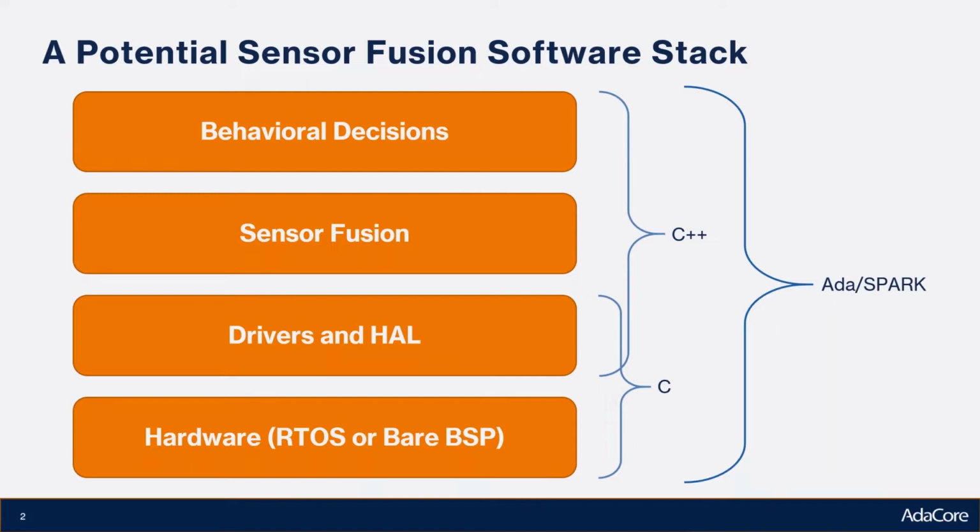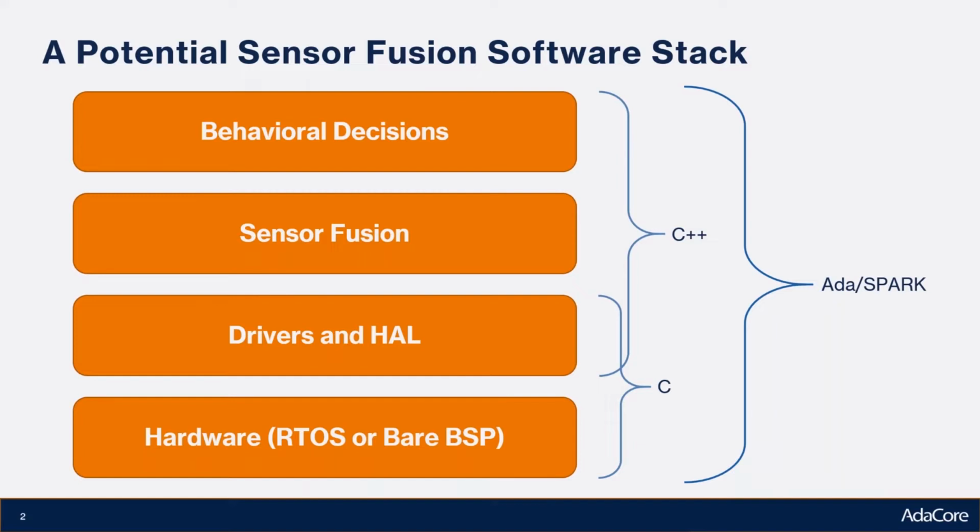And since this is a sensor fusion application, you'll have a sensor fusion layer. The sensor fusion layer talks to the drivers and the various hardware and attempts to create a sort of unified picture of the universe. And then on top of that, you have behavioral decisions being made. Generally, we see C being used for lower level stuff and C++ being used for higher level stuff.